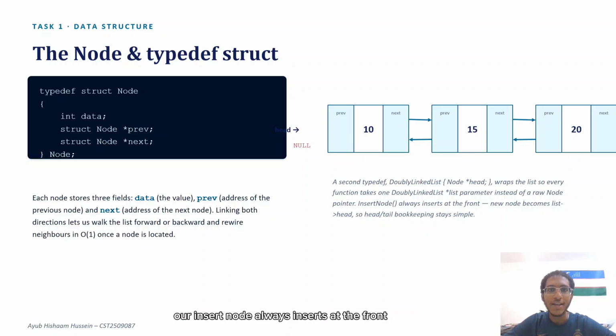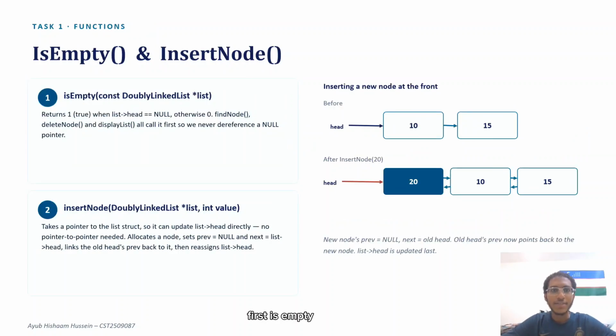And by design, our insert node always inserts at the front. So the new node simply becomes the list head, which keeps our head bookkeeping simple. Let's go to the next slide. First is empty. It's a simple check. It returns 1 or true when list->head is null and 0 otherwise. This function is called first inside find node, delete node, and display list, so we never accidentally dereference a null pointer.